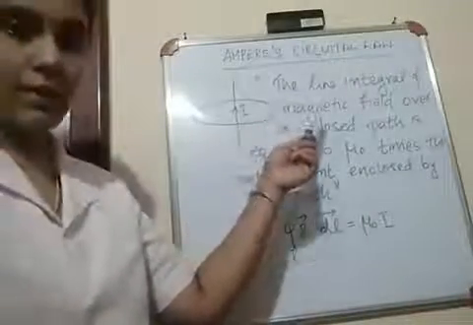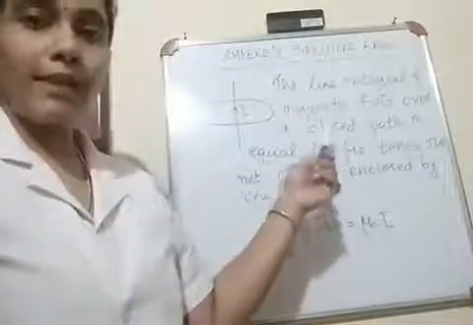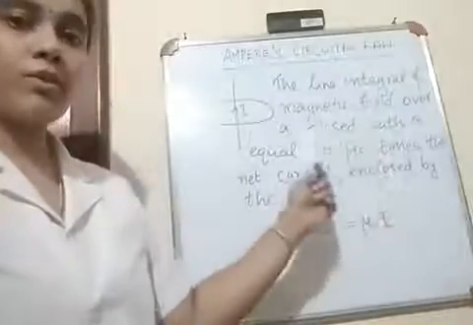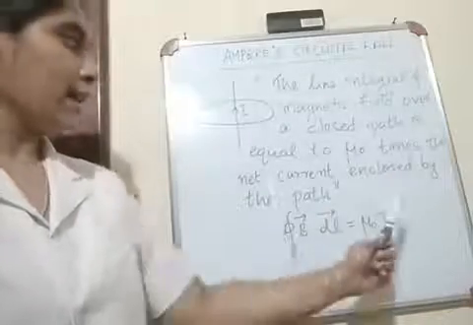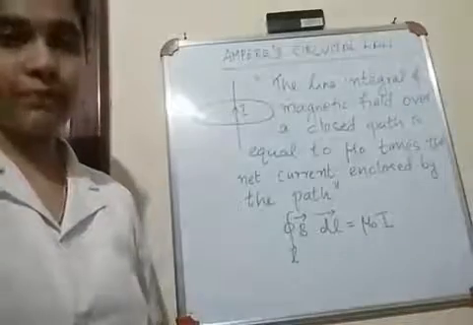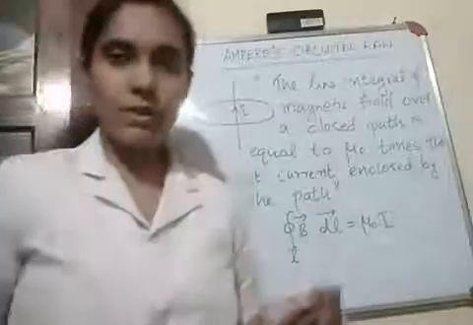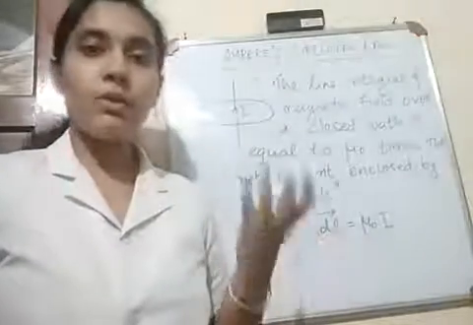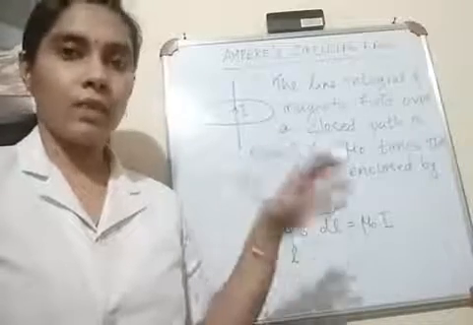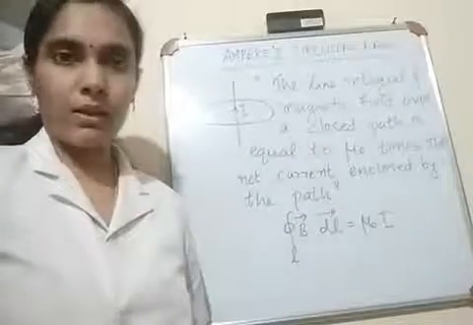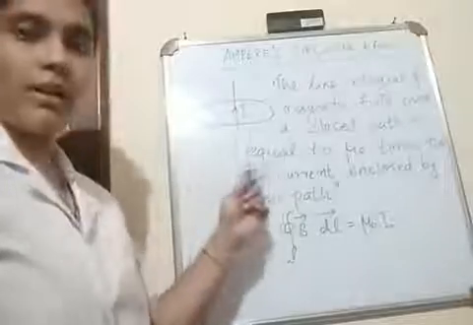So this is the statement: the line integral of magnetic field over a closed path is equal to mu0 times the net current enclosed by the path. In the case of Gauss's law, we were considering a closed surface. In Ampere's circuital law also, we are focusing on the closed path. And here I have considered a closed path.